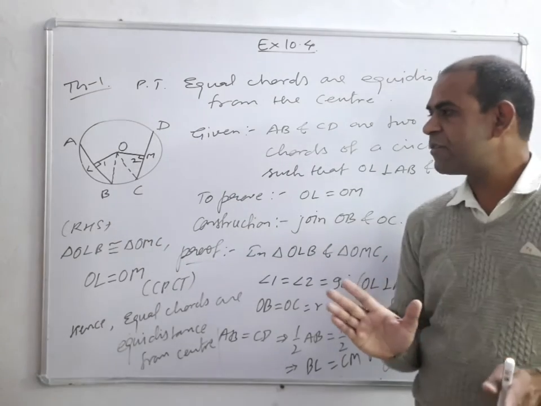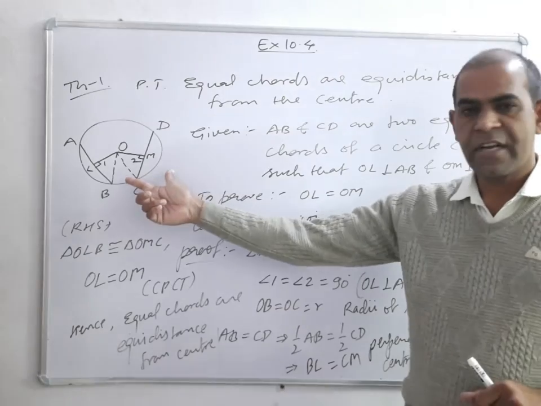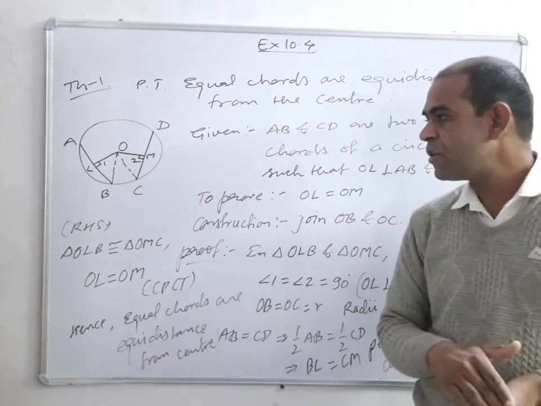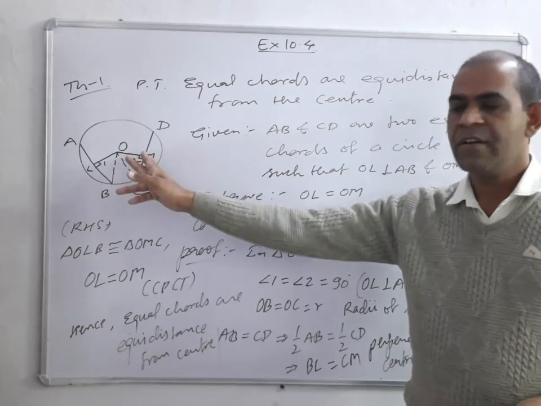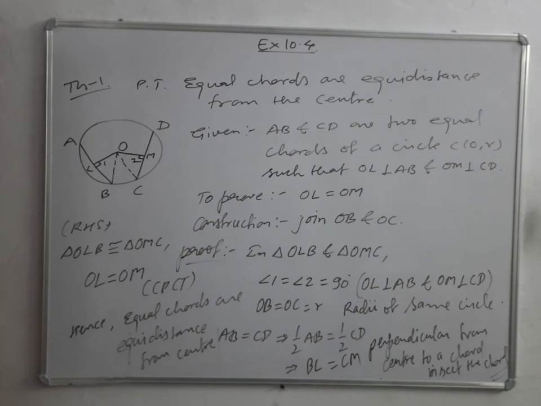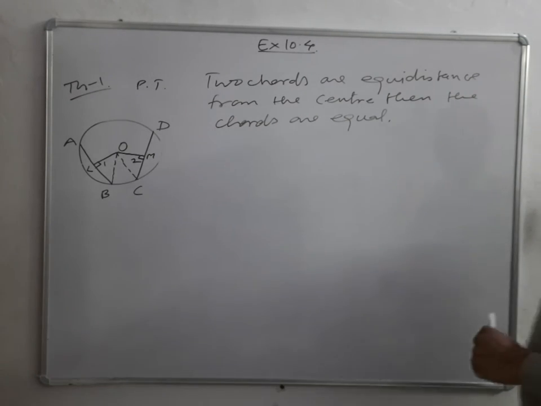The next theorem is the converse of this theorem. In this theorem chords are equal and we prove equidistant. In the second theorem, if two chords are equidistant from the center, then the chords are equal.